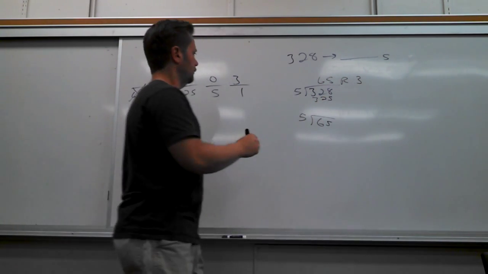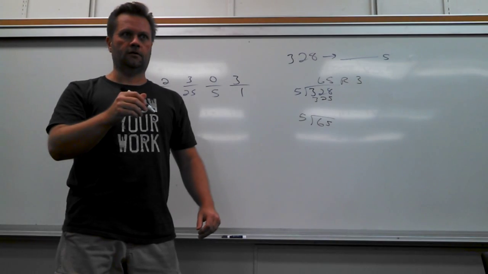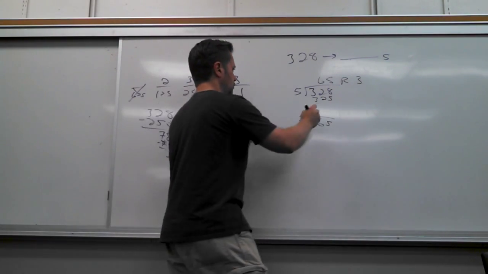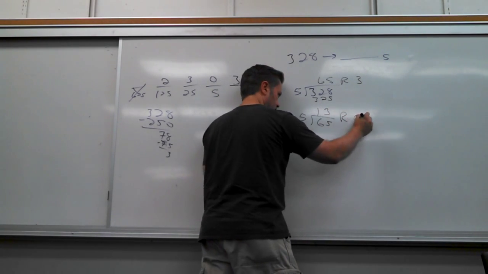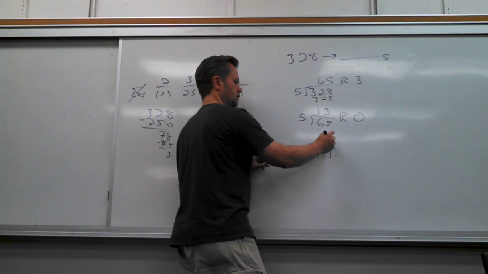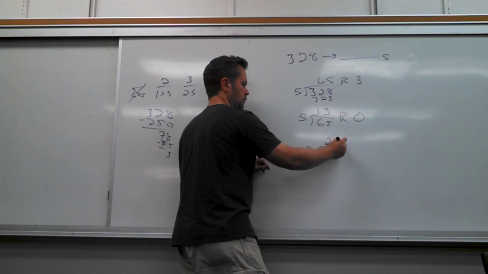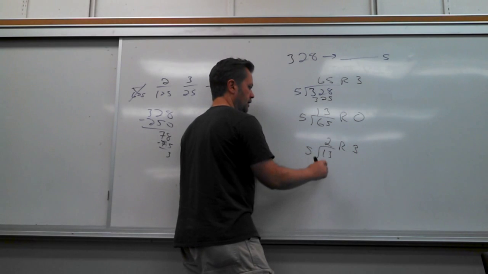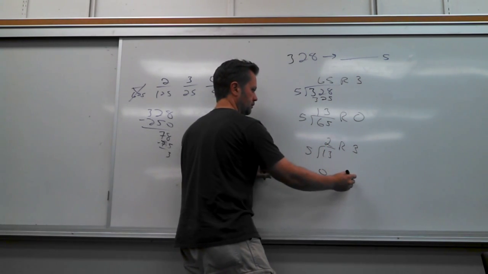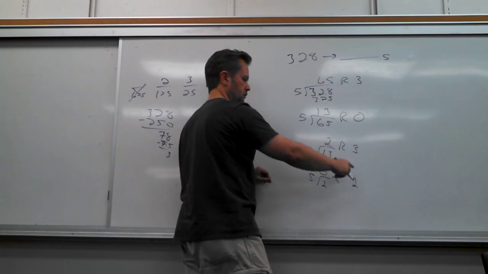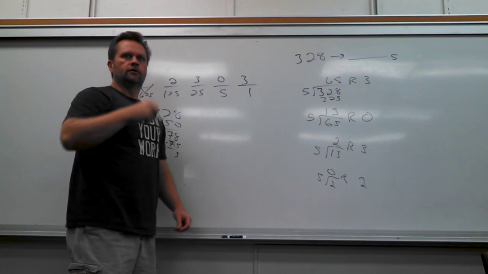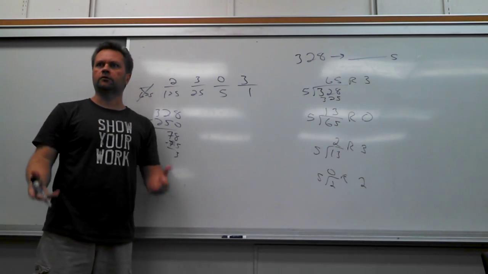Now take 65. 5 goes into 65. I always know 5 goes into 60 12 times, right? So 65 is 1 more 5, so it's 13 exactly. So remainder 0. So now I've got 13 left here, right? So 5 goes into 13 twice, remainder 3. And 5 goes into 2 no times, remainder 2. Now read these backwards. 2303. 2303. Right?